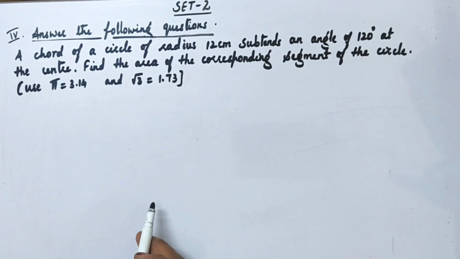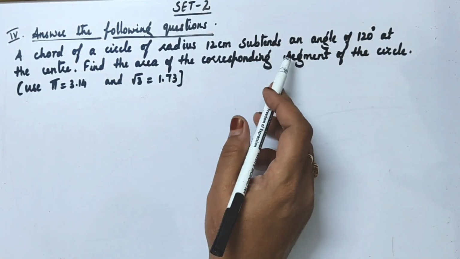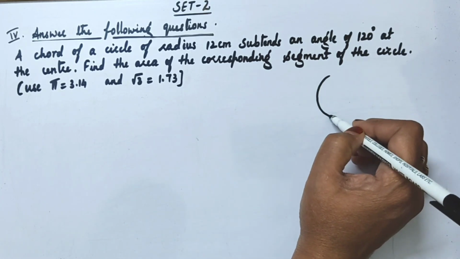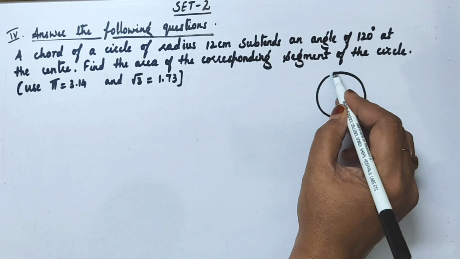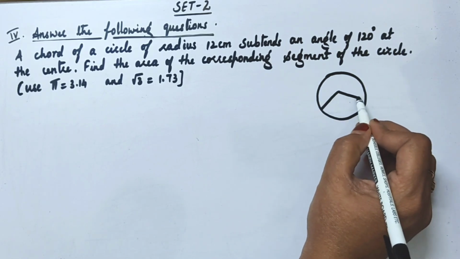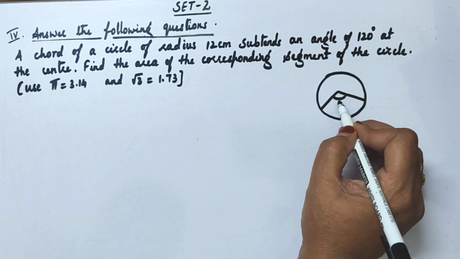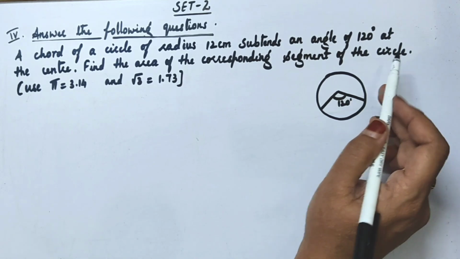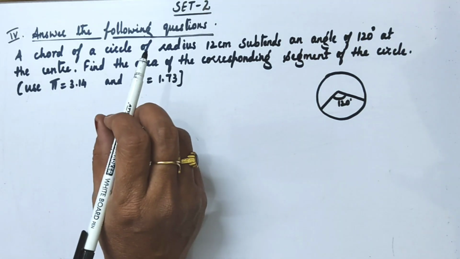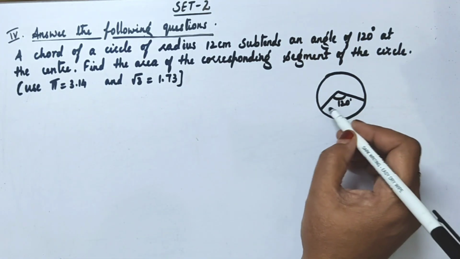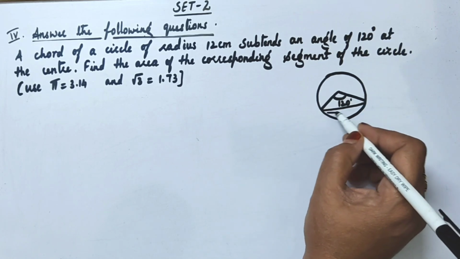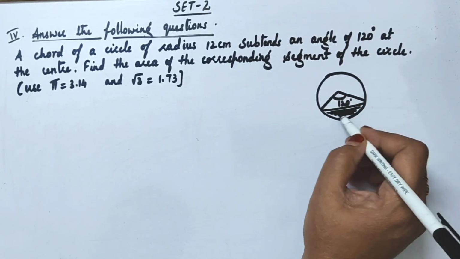The chord of a circle of radius 12 centimeter subtends an angle at the center. See students, this is a circle. It is subtending an angle at the center, and we say it is 120 degrees. Find the area of the corresponding segment of the circle. Now you see, we need to find out this segment. This part we need to find out, the shaded portion.